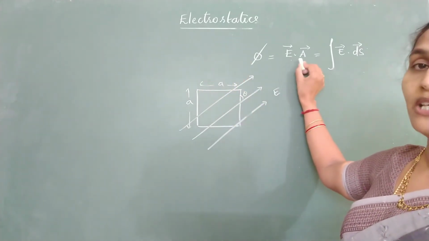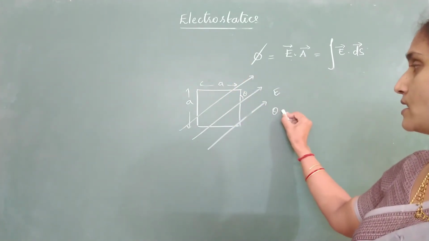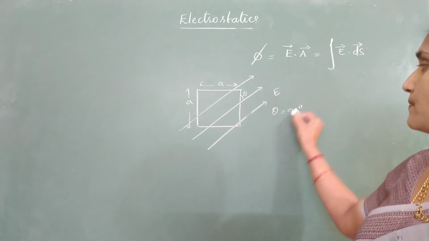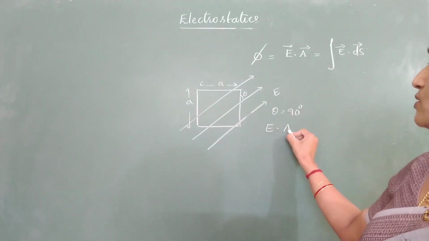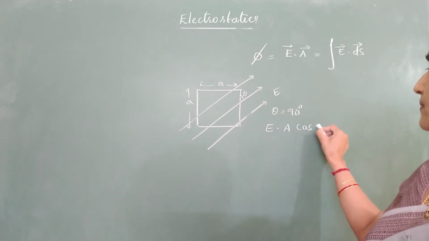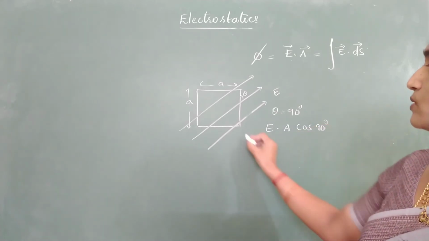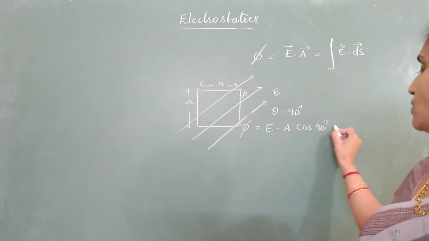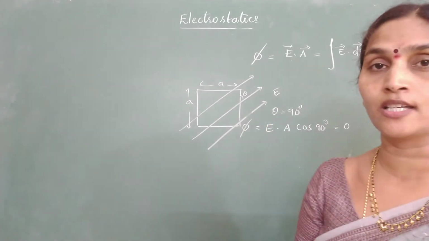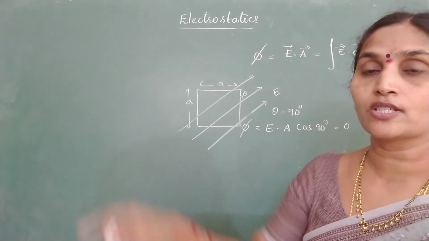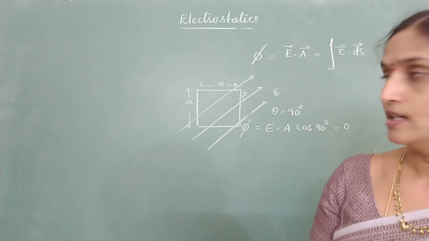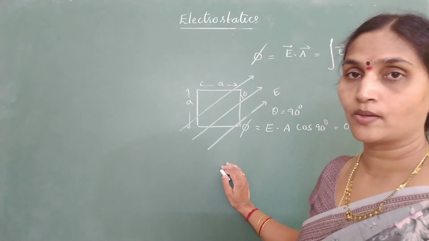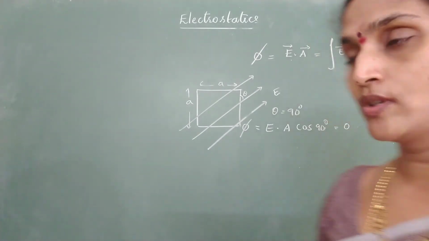What is the angle between E and A? Theta is 90 degrees. So don't confuse electric field into area into cos 90. Cos 90 is 0. So what is the flux passing through the surface equal to? 0. So whenever it is parallel to the surface, the flux passing through the surface will always be 0. So this is a simple but logical question. Then look at one more question.